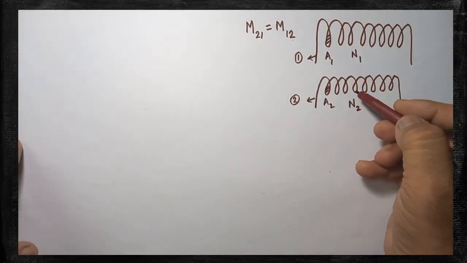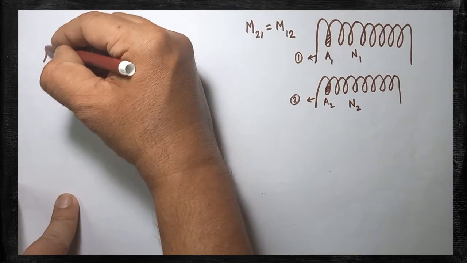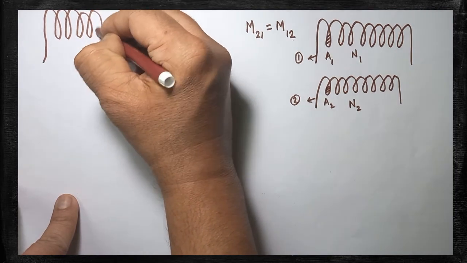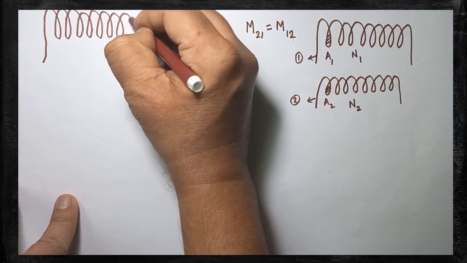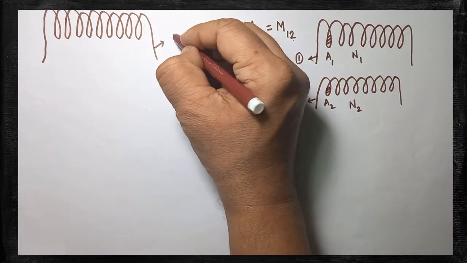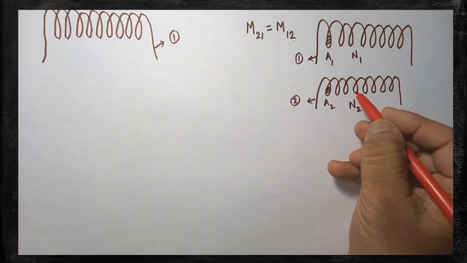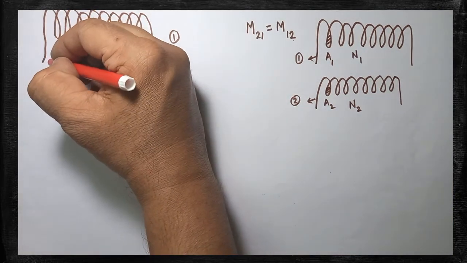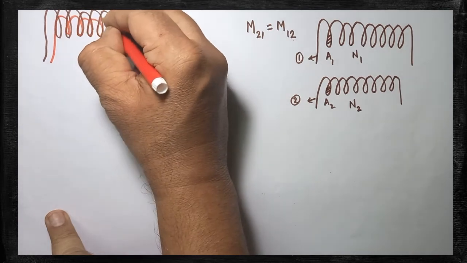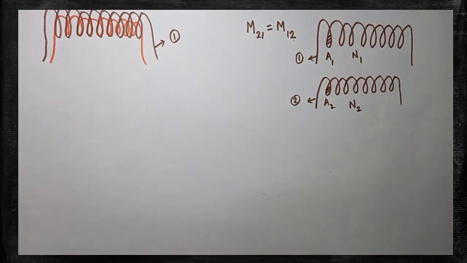Now this second coil is to be placed within the first coil. Now I am going to draw the new diagram. Look at that. The first coil is drawn with its area of cross section slightly bigger than the second coil. This is coil number 1. To differentiate, I am using the red pen. The second coil is to be placed within the first coil.